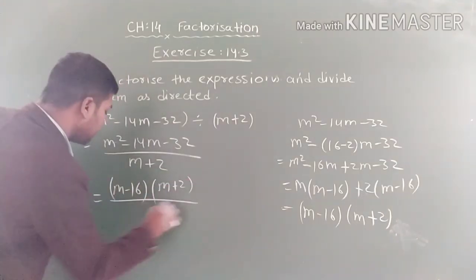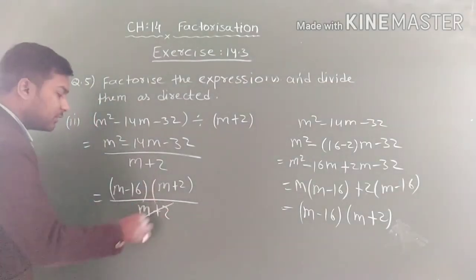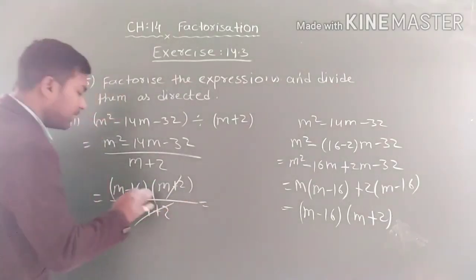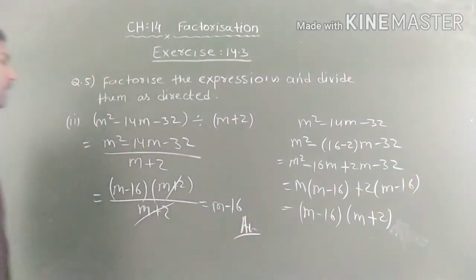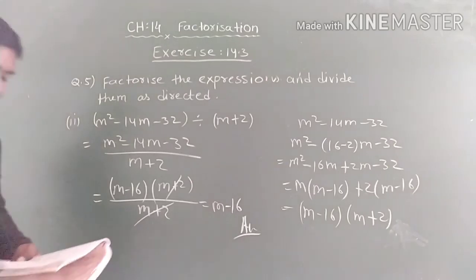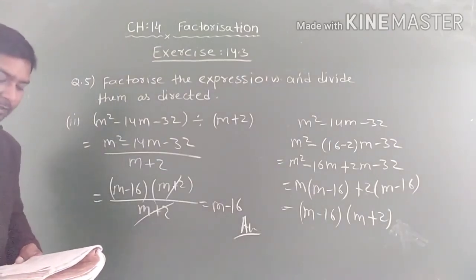Now this is m plus 2. Now m plus 2 and m plus 2 will be cancelled out. So what is left? m minus 16. And this will be the answer. Okay, students. Now question number 3.